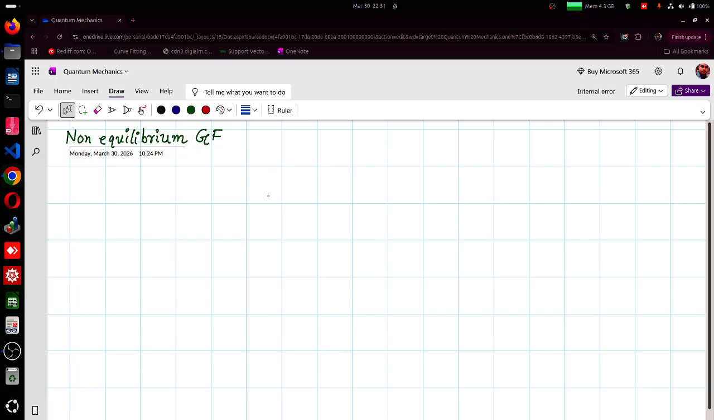Green's function is a mathematical physics concept which aims to solve linear inhomogeneous differential equations. By linear, I mean the order may be anything but the degree should be 1. Degree should be 1, right? It is called a linear differential equation.